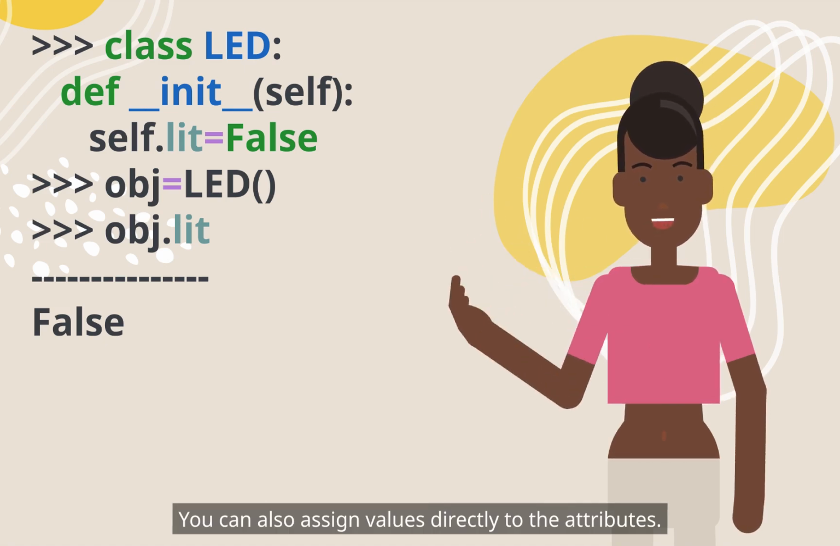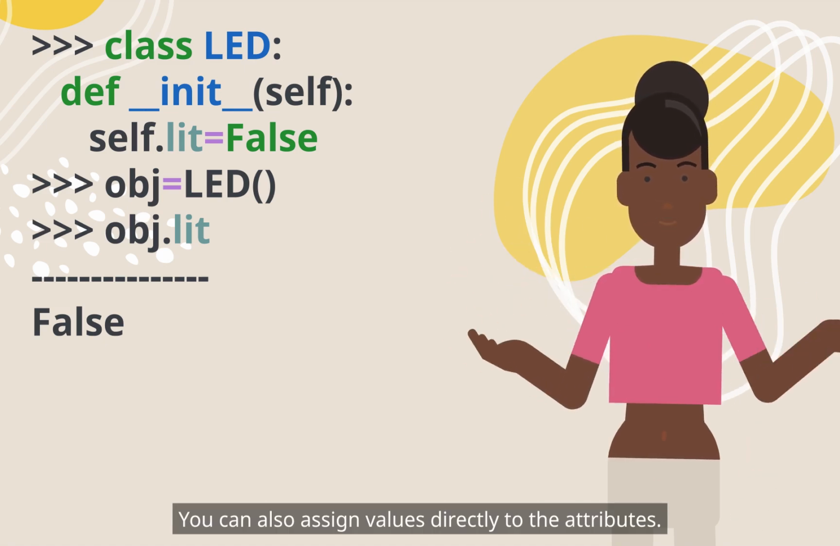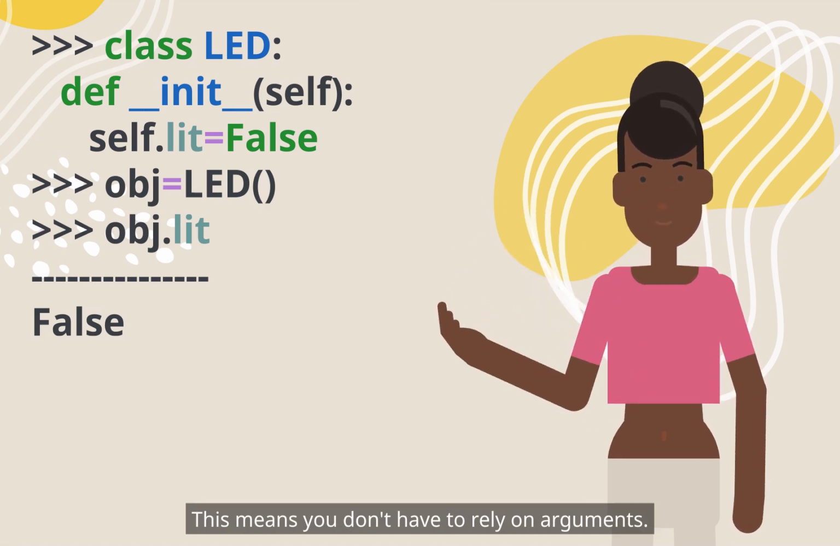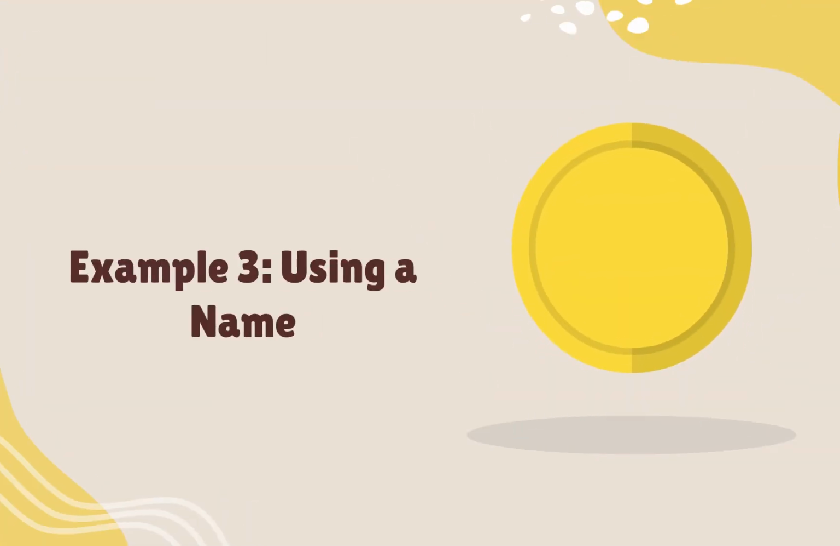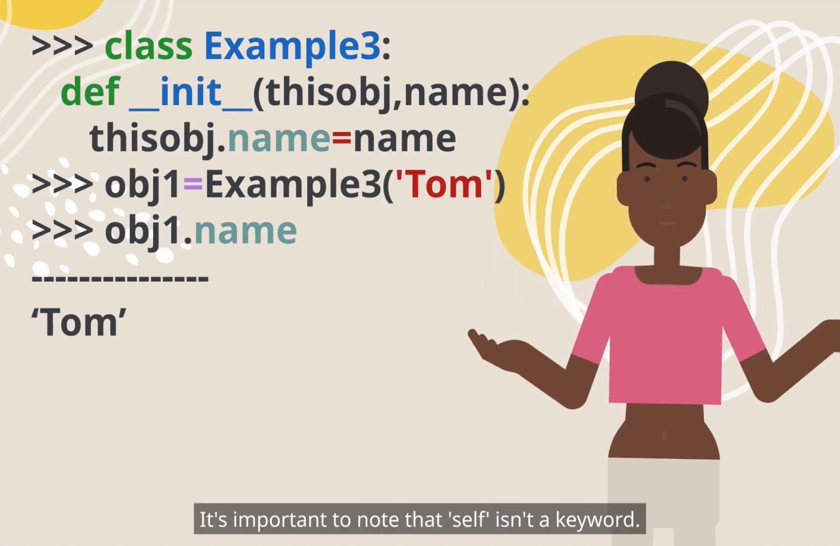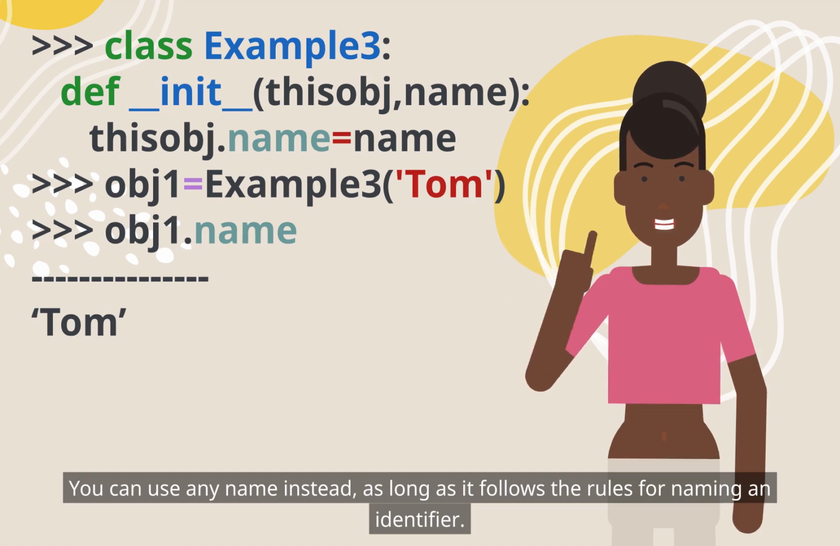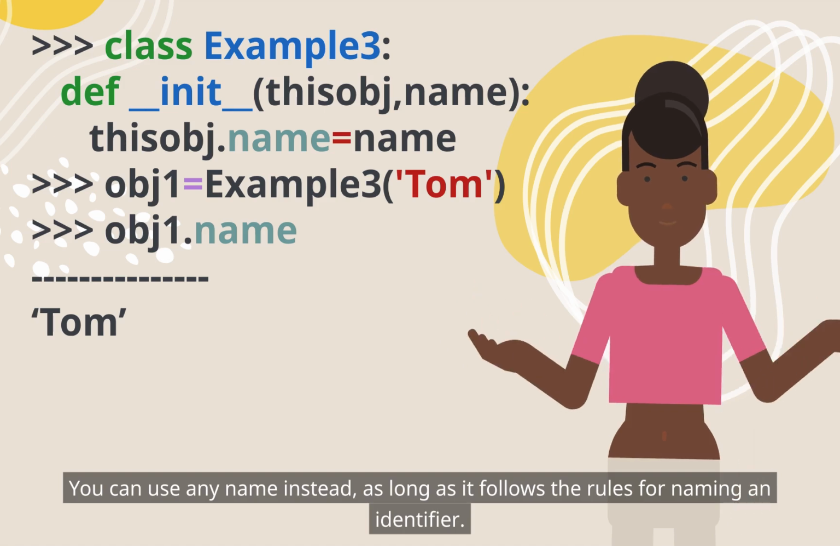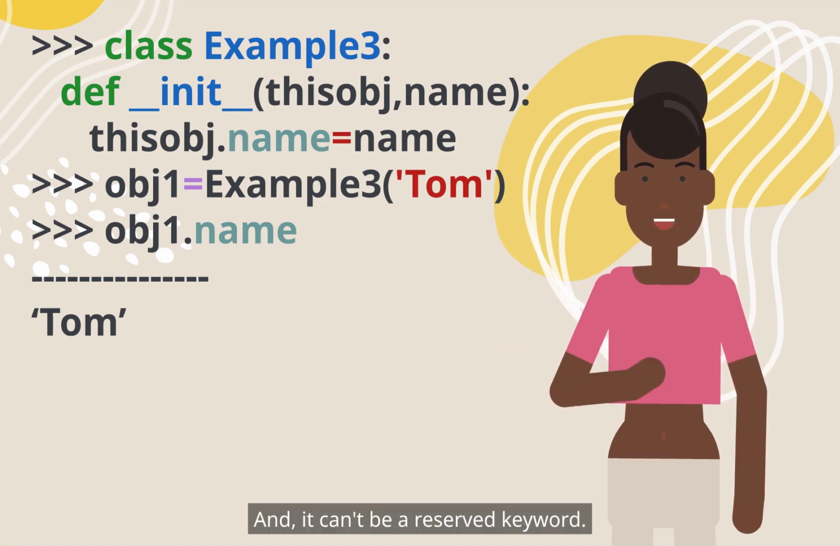You can also assign values directly to the attributes. This means you don't have to rely on arguments. It's important to note that self isn't a keyword. You can use any name instead, as long as it follows the rules for naming an identifier. And it can't be a reserved keyword.